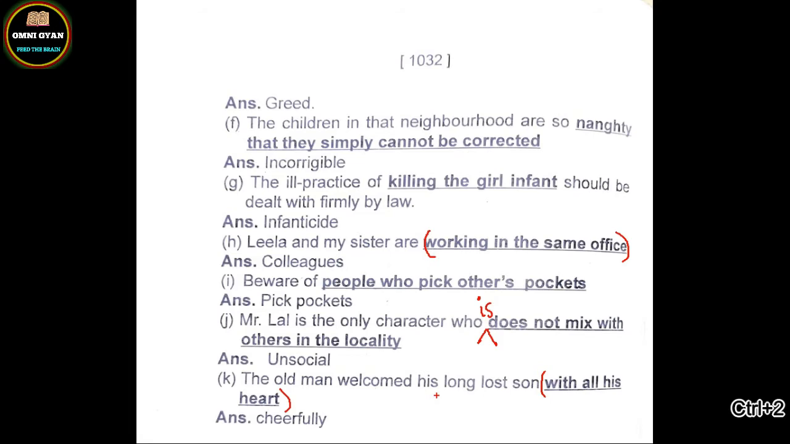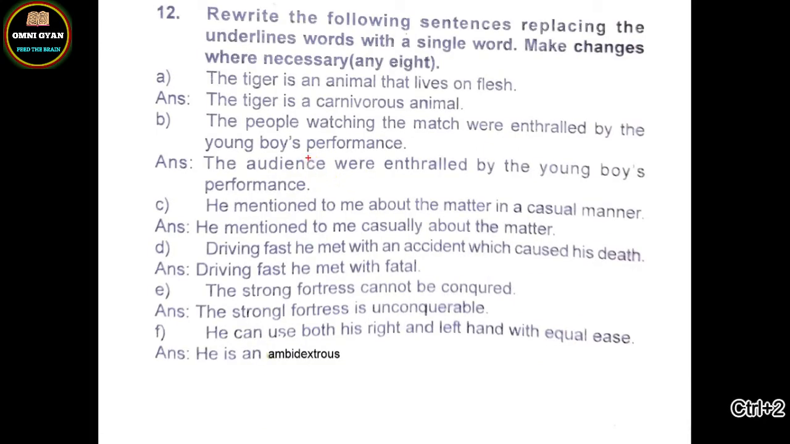Let's move on. Okay, we'll move on a little faster now. The tiger is an animal that lives on flesh. The tiger is a carnivorous animal that lives on flesh. It should have been underlined; they have not underlined here actually. Anyways, the tiger is an animal that lives on flesh. That lives on flesh means the tiger is a carnivorous animal.